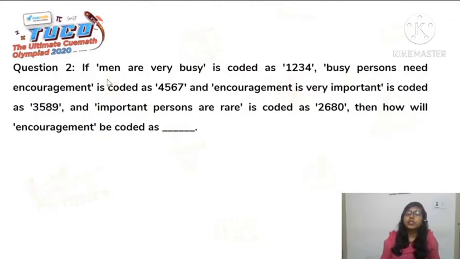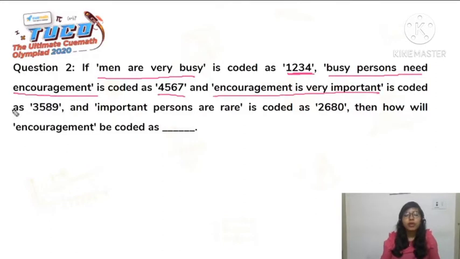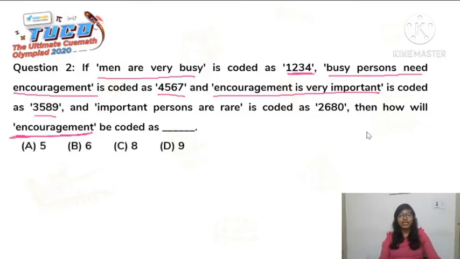You have to focus on the sentences and statements given in this question because they have important details. Let's see here. If men are very busy is coded as 1, 2, 3, 4. Busy persons need encouragement is coded as 4, 5, 6, 7. Encouragement is very important is coded as 3, 5, 8, 9. Then how will we code encouragement alone? So you have to find the coding of the word encouragement alone, using the help of these three statements, okay? For everybody who was already able to identify, very good. Here go the options. You can match up with them and give your answers in the comment section.